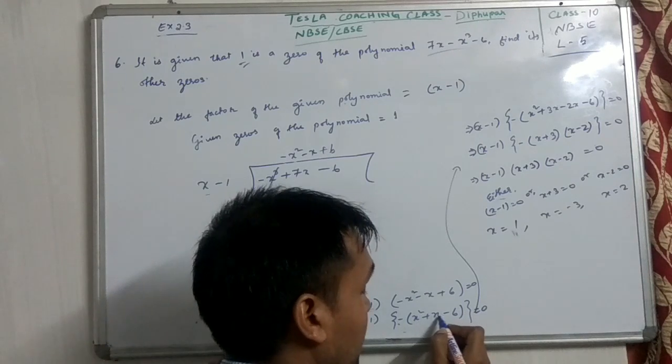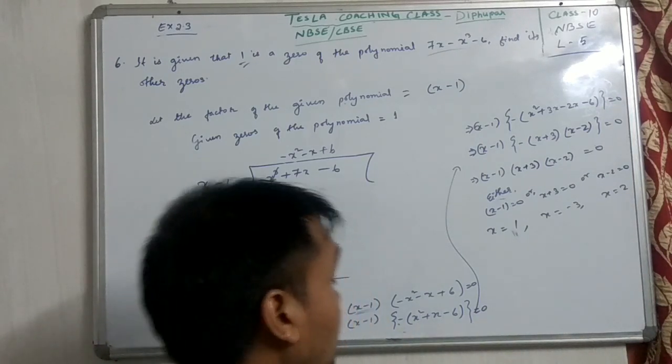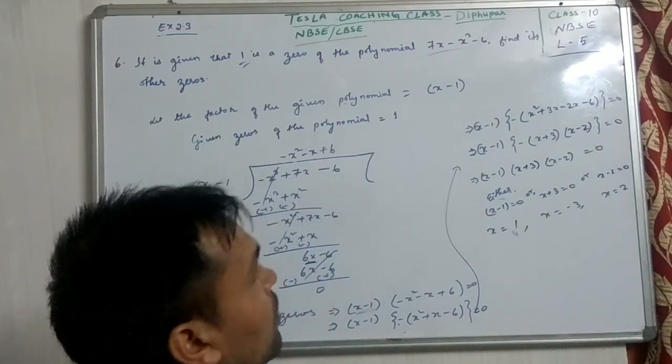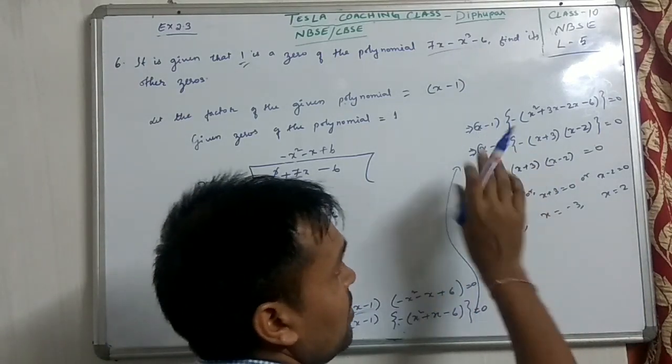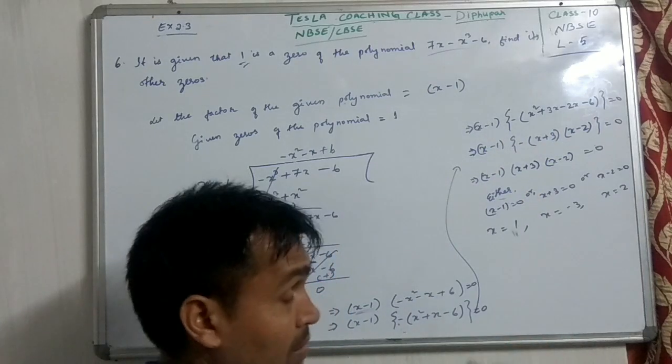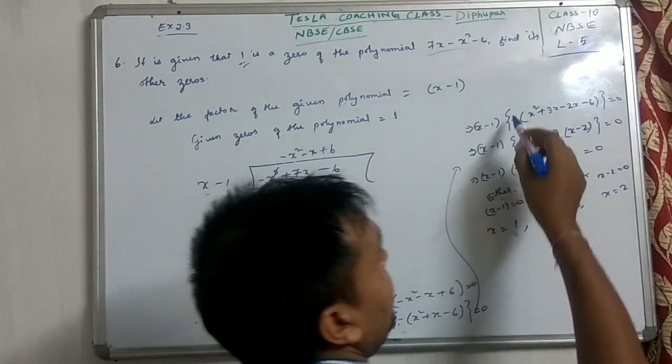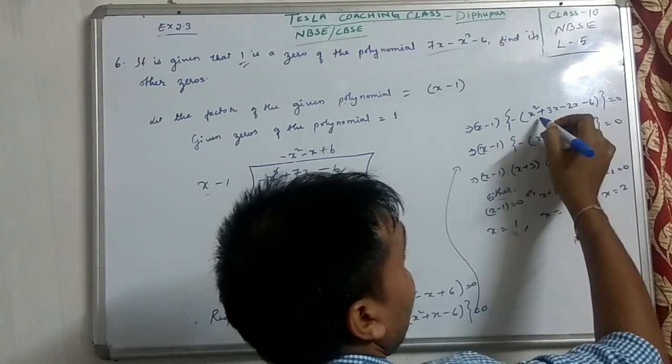That is what is left? x square plus x minus 6. That means the minus sign here we have taken common, don't get confused. So x minus 1, this we need not write, but we are still writing it to make you understand. Next, we are factorizing this.